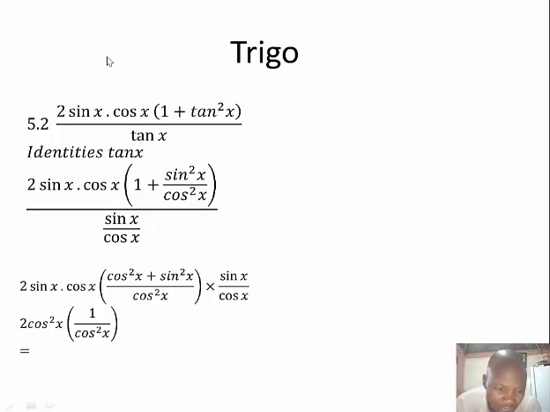I hope everybody understands how we came to that point. Now, once you have this, you can cancel your cos squared x and cos squared x, and 2 times 1 is equal to 2. Therefore, your solution for this question, which was to determine a numerical value, your final answer will be 2.